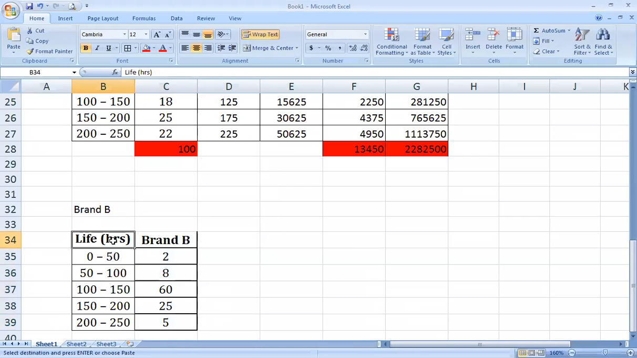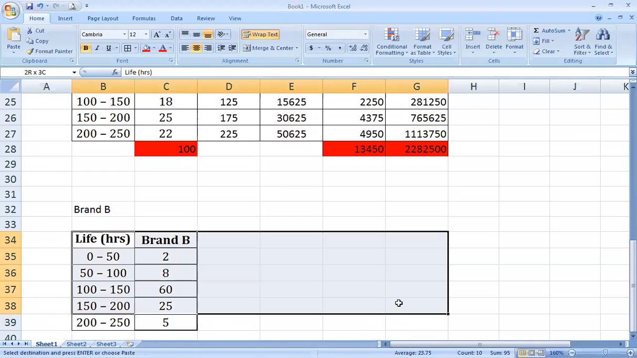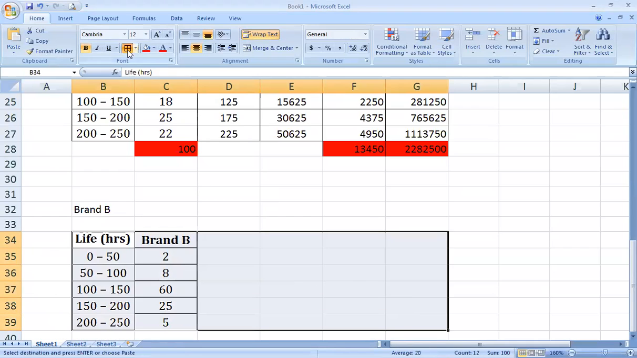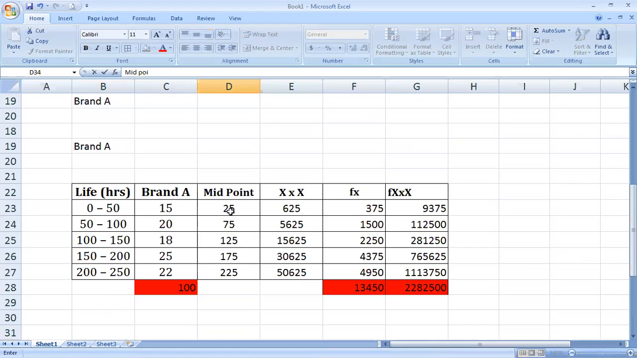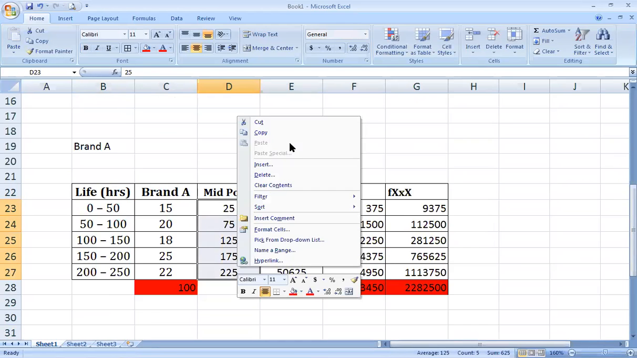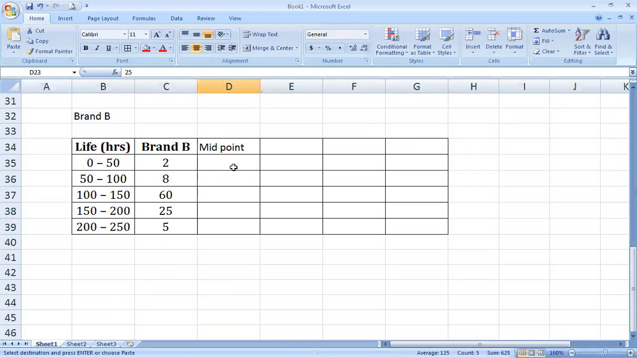So this is our frequency. As usual, we need to find the midpoint value first. So what is our midpoint? We already found the midpoint here, right? We will copy and paste the same midpoint here. No need to waste our time by repeating that work.